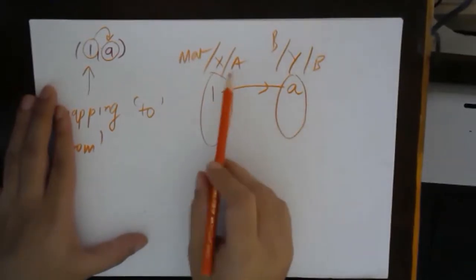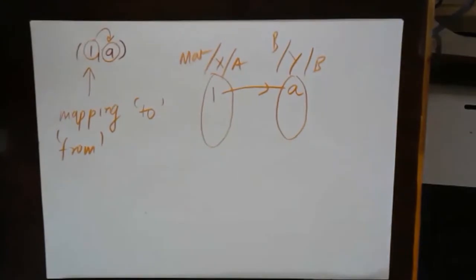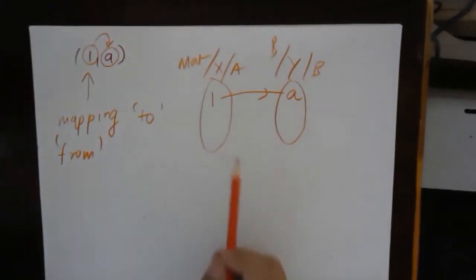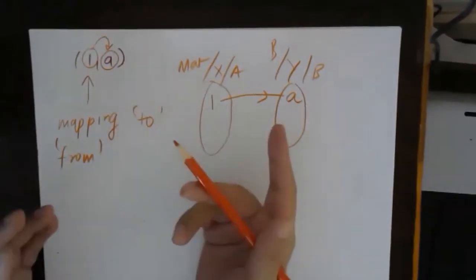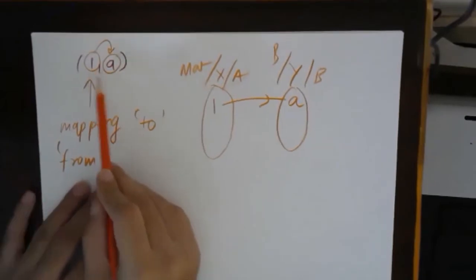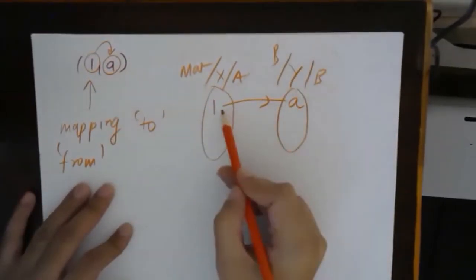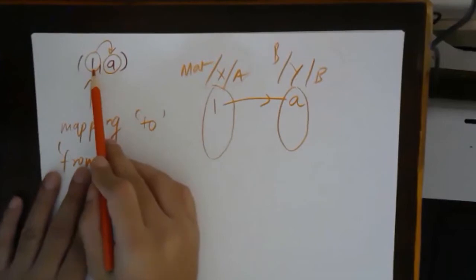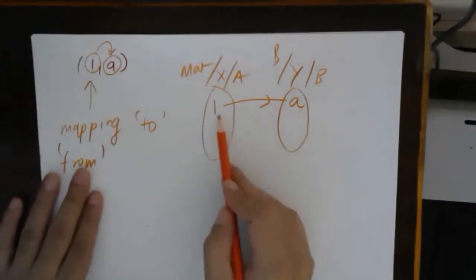Okay. So this is a notation. 1 comma a in brackets is just a notation that from a particular set, 1 was an element, and to a particular set, A was an element. So from 1 to A, I'm linking. That's it. There is nothing much to understand. This is 1 and this is A. So 1 is linked with A.